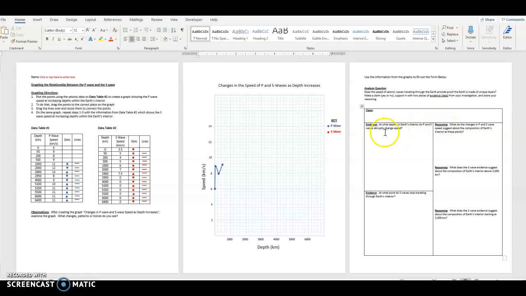Then you're going to look at the evidence. At what depths in Earth's interior do P and S waves change abruptly? So you'll write the evidence down, the reasoning for it, and just kind of continue until this chart is filled out. And that's it.